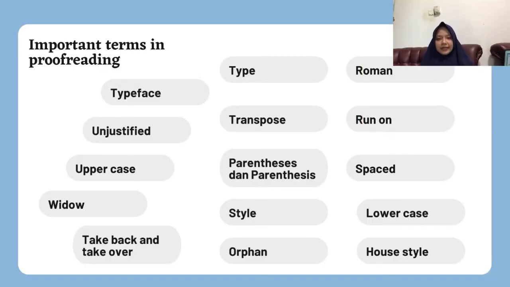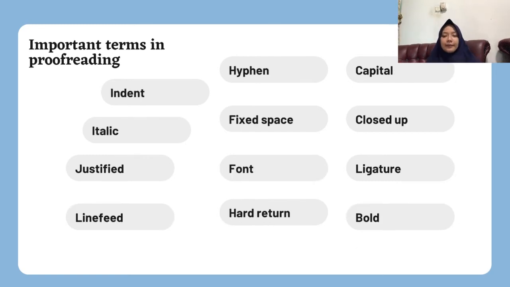Important terms in proofreading: type, remain, transpose, run out, parenthesis, spaced, widow, uppercase, unjustified, typeface, take back and take over, style, lowercase, hyphen, capital, fixed space, close up, justified, font, italic, indent, line fit, and bold.